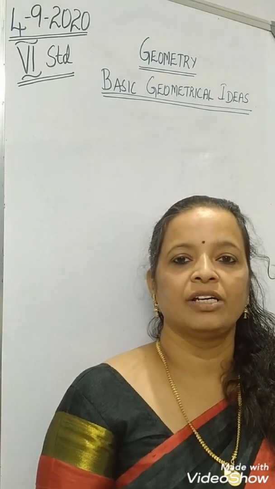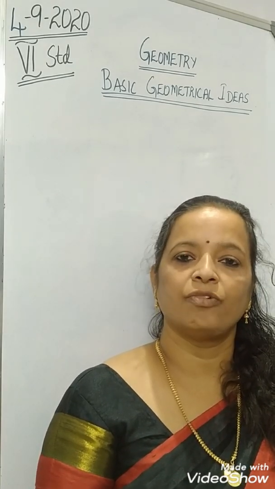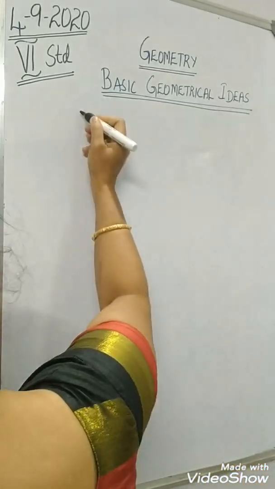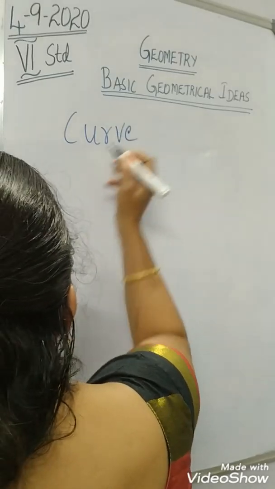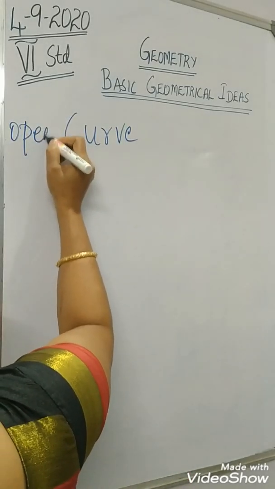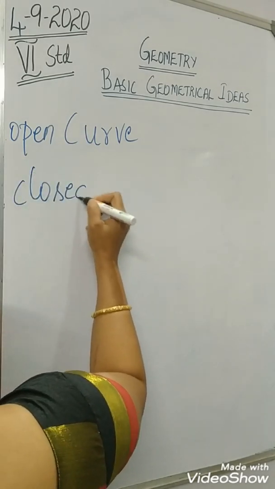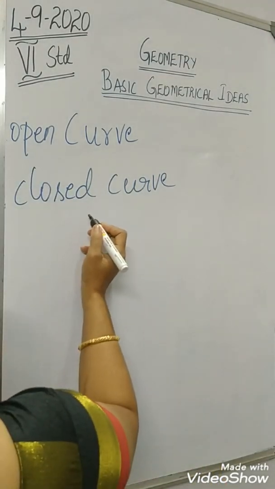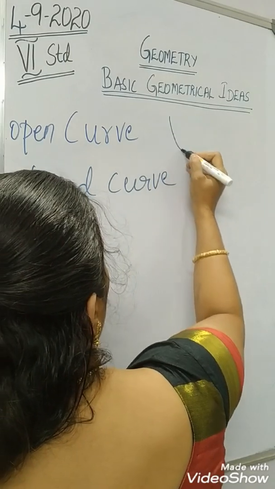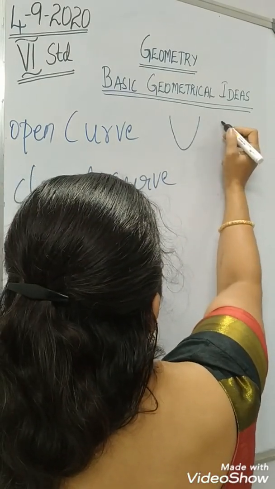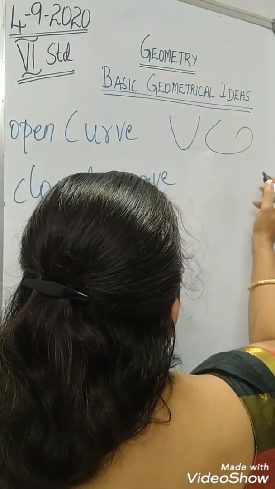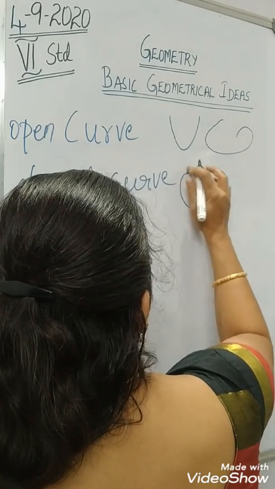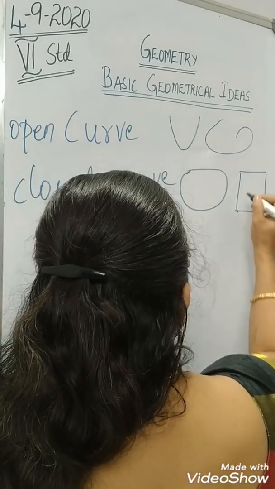Before going to today's session, let us recall what we have studied in our previous class. We started with curves, isn't it? We learnt about open curve and closed curve, isn't it? I'll show you an example of open curve. This can be an open curve. This also is an open curve. Whereas the closed curve, this is a closed curve, isn't it? This is a closed curve.